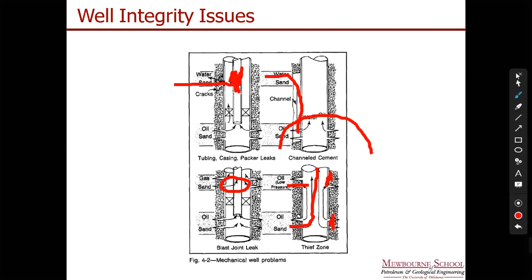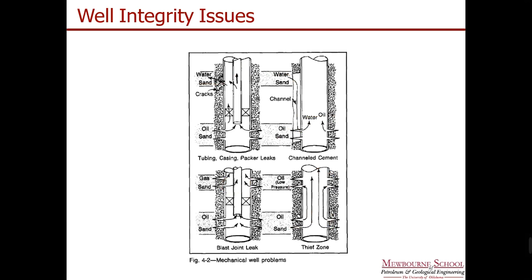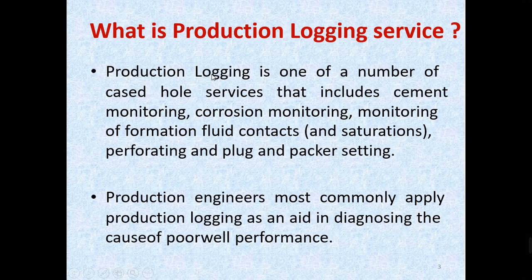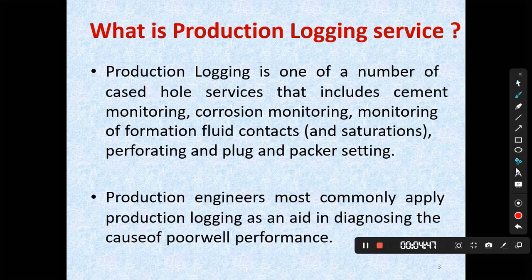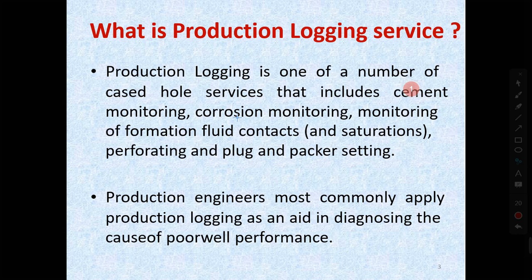But how to identify them? Well, in order to identify them, we need the production logging service. Production logging service, as you studied from the well logs, is a cased hole service. Usually we use the gamma ray logs and some other equipment, and we have a number of objectives that we achieve here. We look for cement monitoring. We check if there is any leakage. As I said, cement monitoring is important because water can come from that zone, gas can come from the cement zone, or the oil can be lost inside.